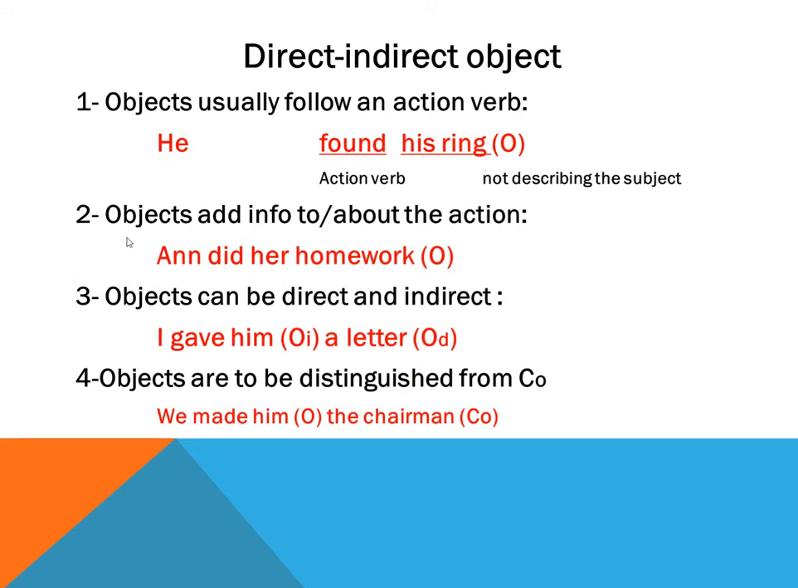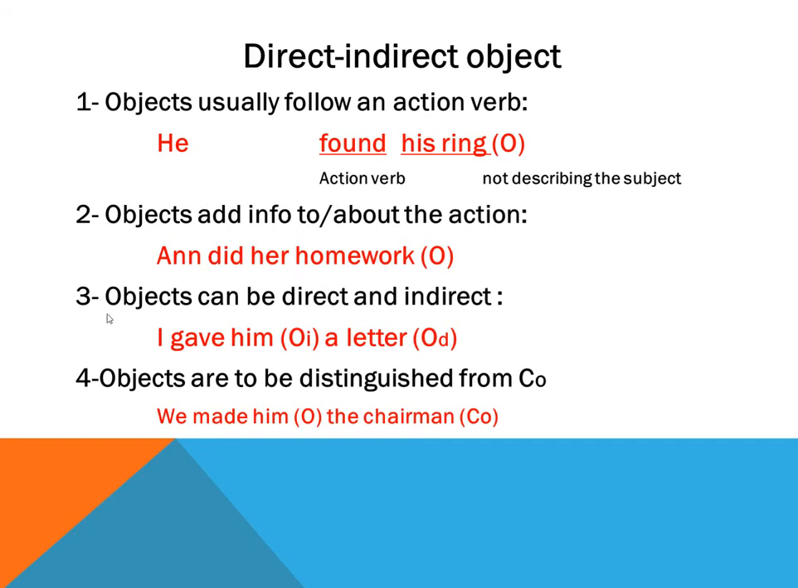Objects add info to or about the action. For example, Anne did her homework. Her homework here is an object. It's an object not only because it's preceded by an action verb, did, but because it adds some info to the action of doing. So what was she doing? Her homework. Her homework is the object of the sentence.